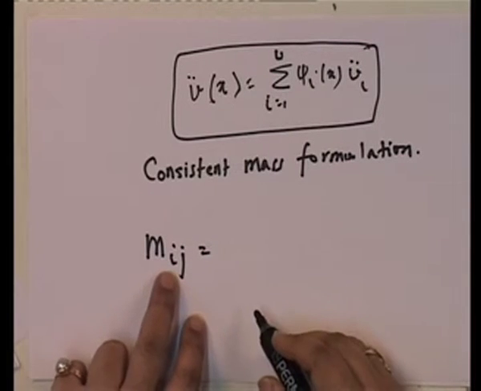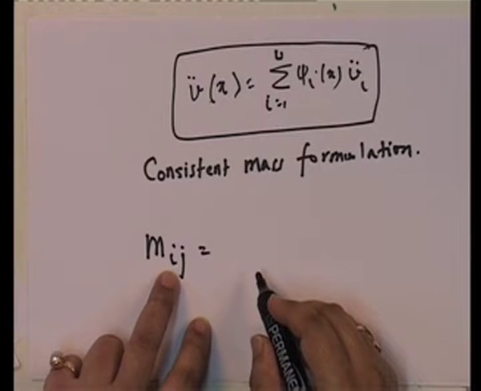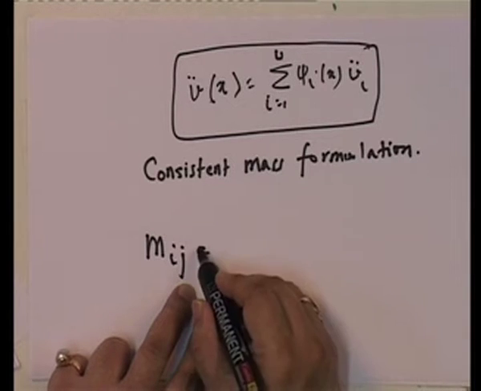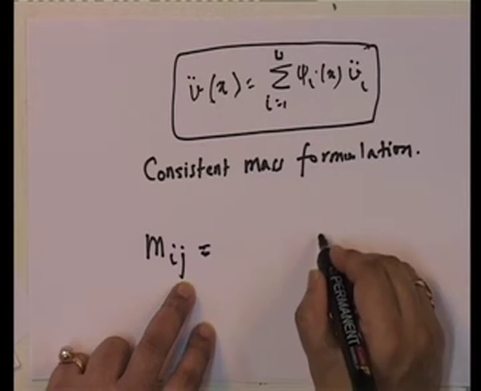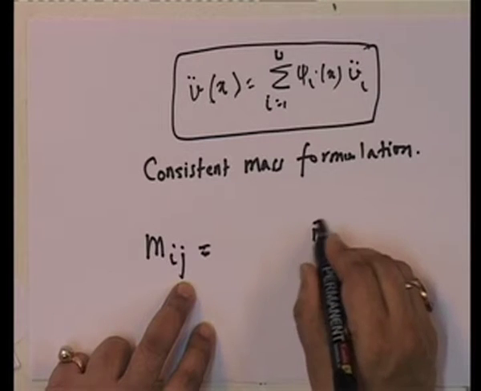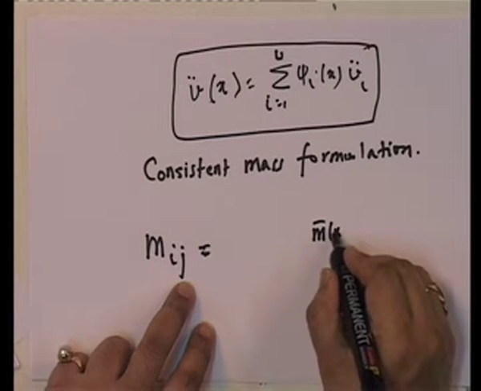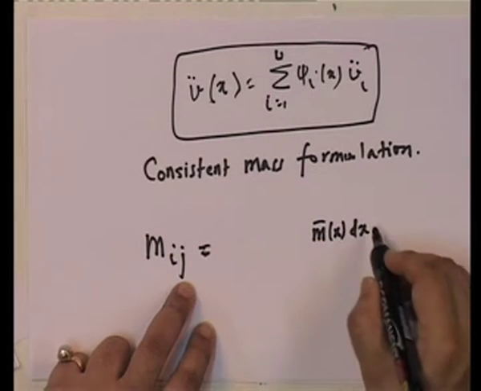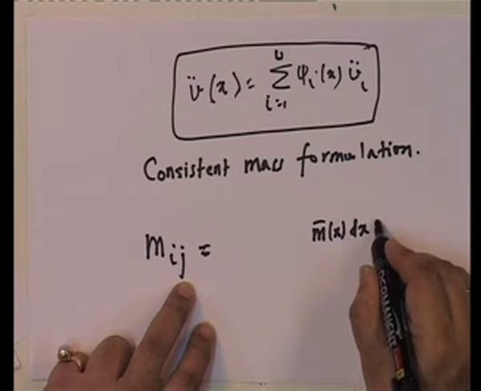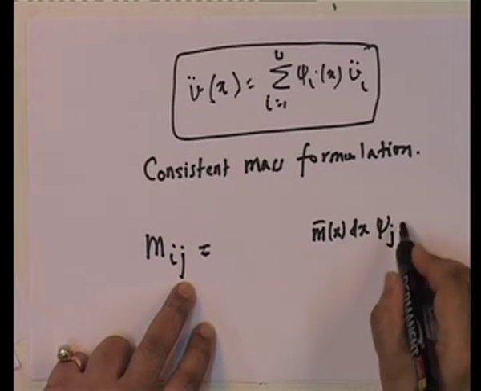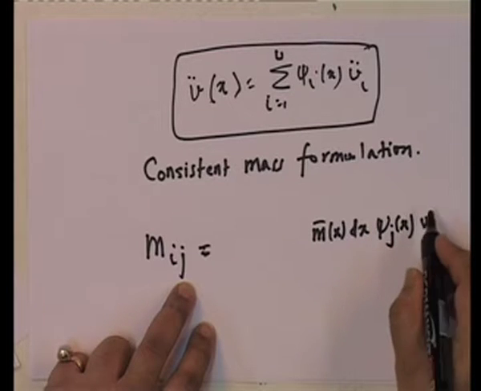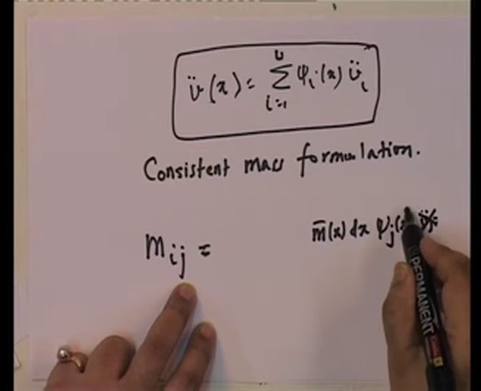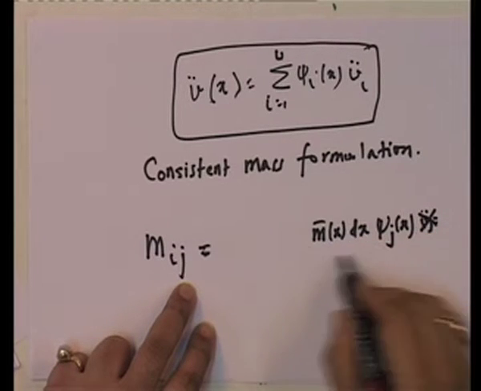What is Mij? This is the inertial force at I due to a unit acceleration at j. So, if I look at unit acceleration at j, what do I get? I get m bar x dx into, now the v double prime basically becomes equal to xi j x, which is equal to 1. So, this one disappears. So, this is my inertial force at a level.